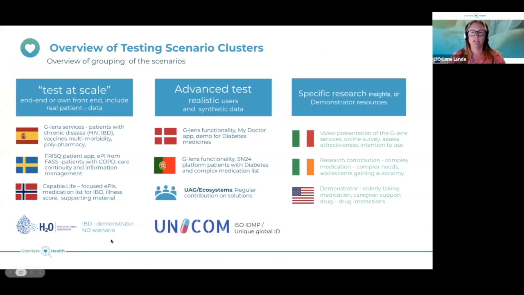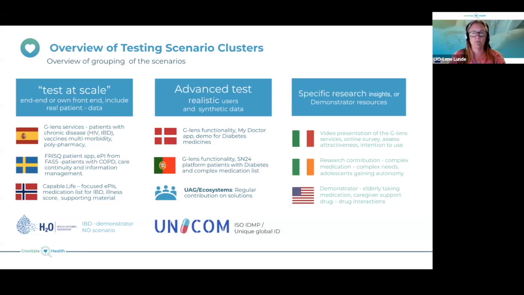So Gravitate Health is engaged in a comprehensive series of testing and evaluation activities, and this is just to give you an overview of all of the testing scenario clusters that we have within the project. Our validation activities are organized into these three pillars that you see. On the right side, you have user research and insights. In Ireland, the US, and Italy, as well as within the Unicom demonstrator, we are investigating user needs and perceptions, with more of a research focus. This research aims to deepen our understanding of how attractive, trustworthy and useful users find the G-Lens technology, more on a conceptual level. And in the middle, you see the advanced functionality testing. Here Denmark and Portugal have conducted advanced testing of the G-Lens functionality using realistic user scenarios and synthetic data.